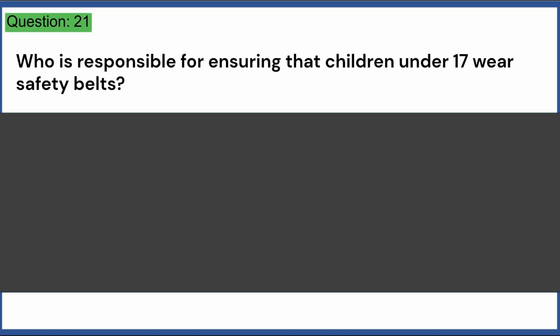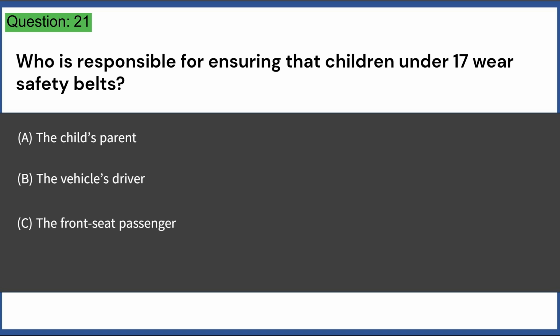Who is responsible for ensuring that children under 17 wear safety belts? A. The child's parent. B. The vehicle's driver. C. The front seat passenger. D. The child themselves. Answer: B. The vehicle's driver.